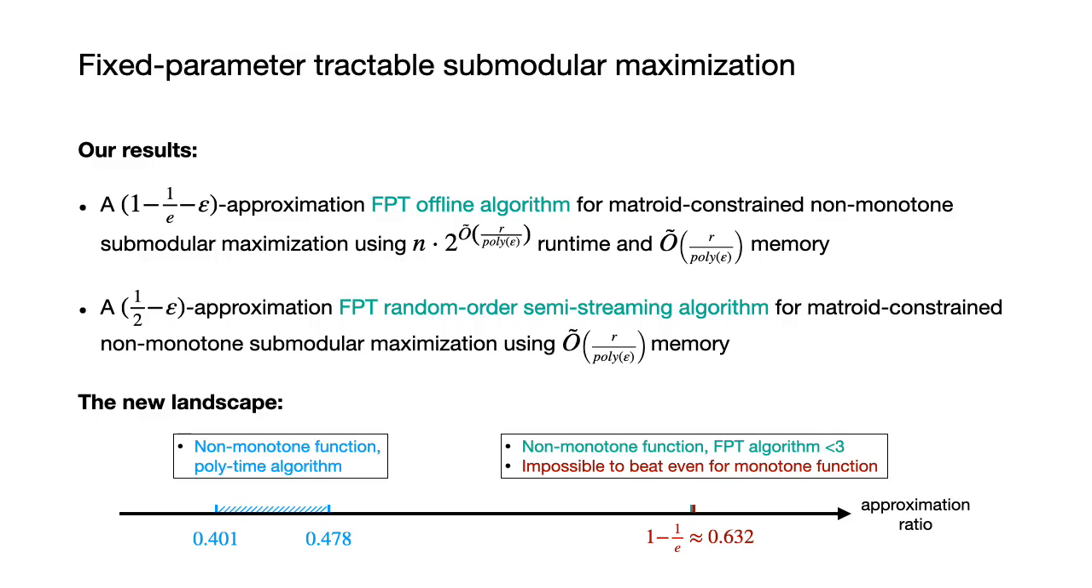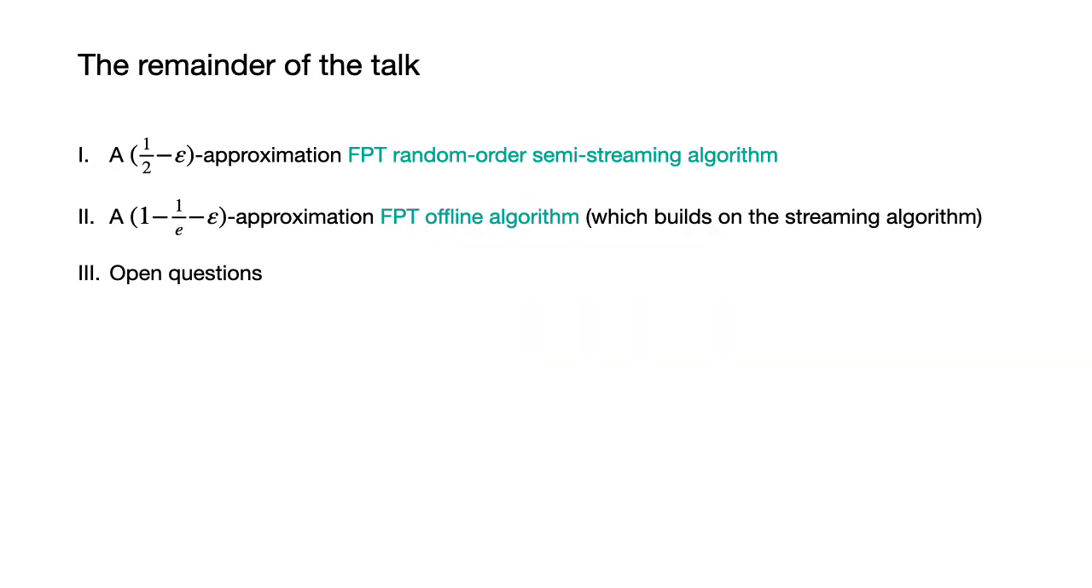therefore shows that there is essentially no separation between monotone and non-monotone submodular maximization under the Matroid constraint in the FPT region. In the rest of the talk, I will first present our semi-streaming algorithm, and then I'll give you an overview of our near 1-1/e approximation FPT algorithm, which builds on our semi-streaming algorithm. Finally, I'll finish with some open questions.